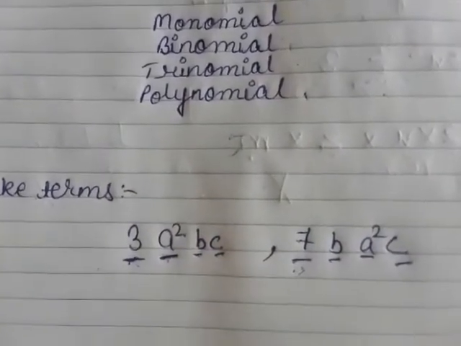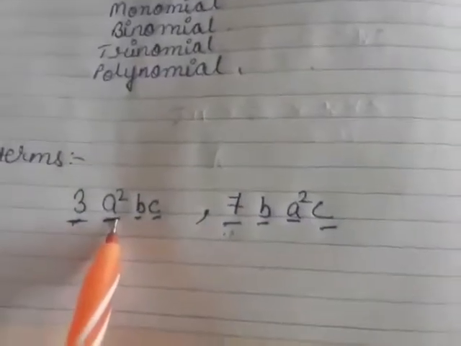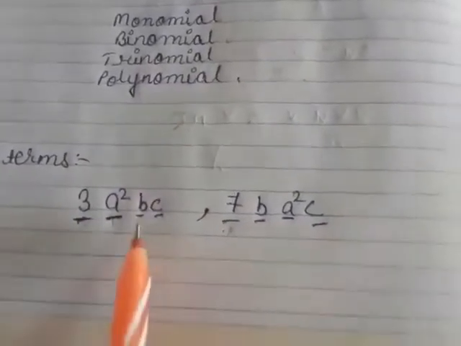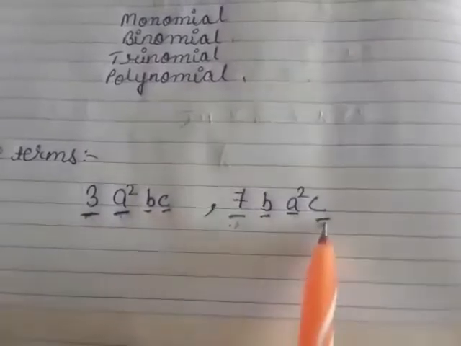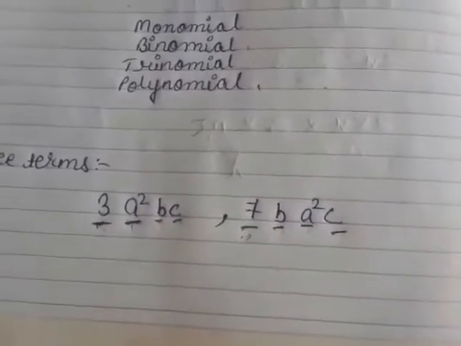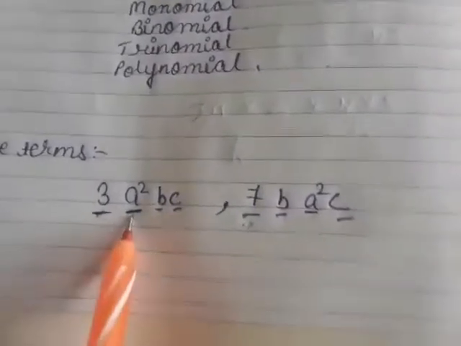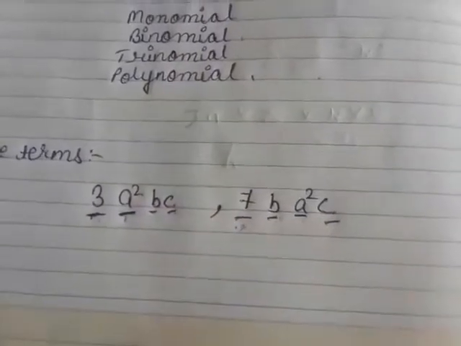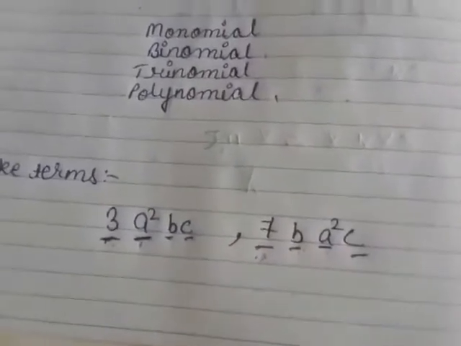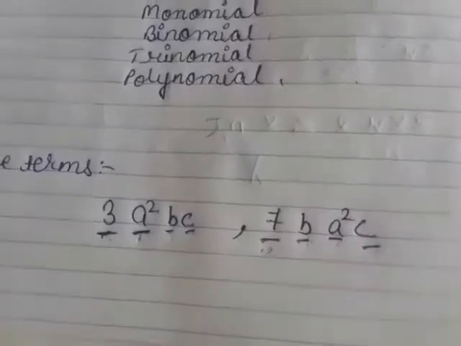Here you can see the first alphabet, here is A, here it is A, here B, here B, here C, here C. The order is not necessary to be maintained. Here the first alphabet is A, and here also it should be A. The order may be any, but the alphabets and their power should be the same in both.